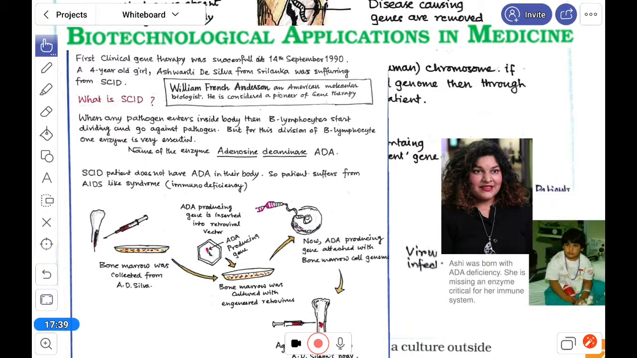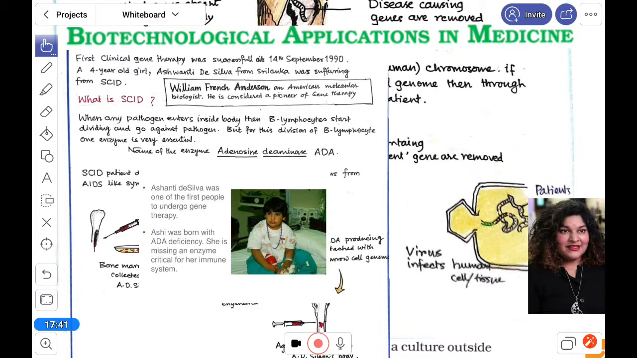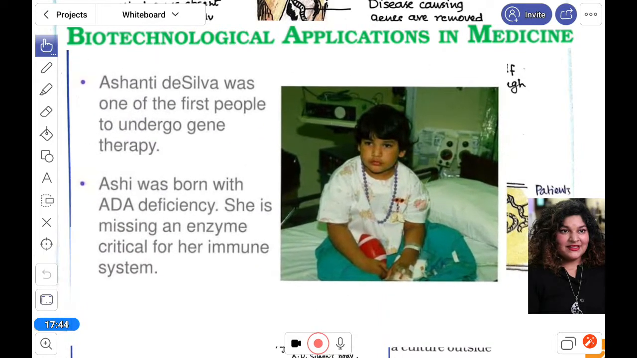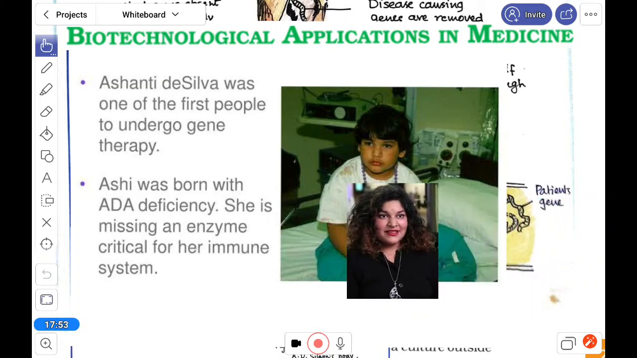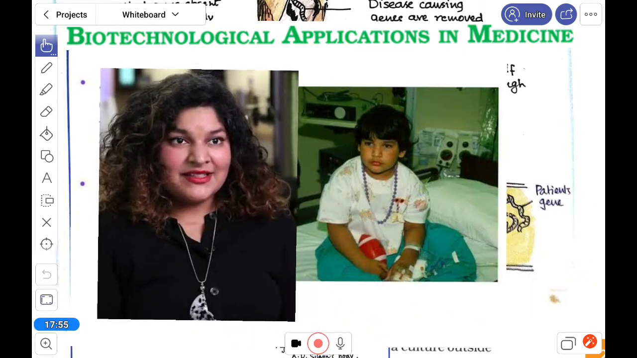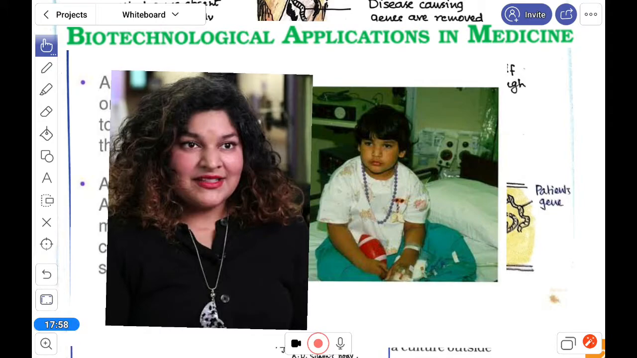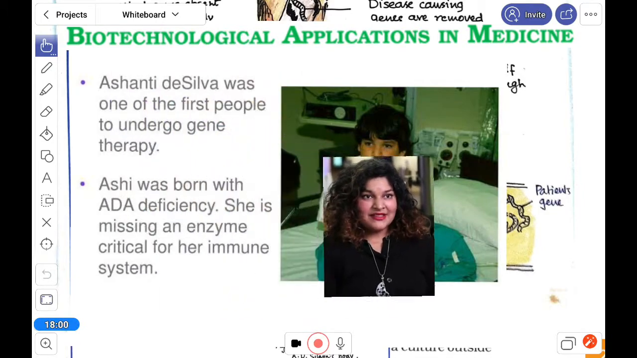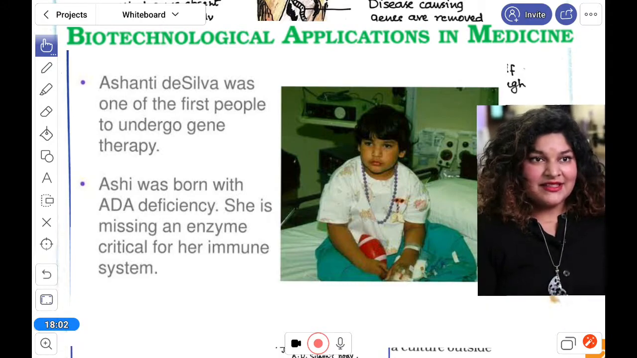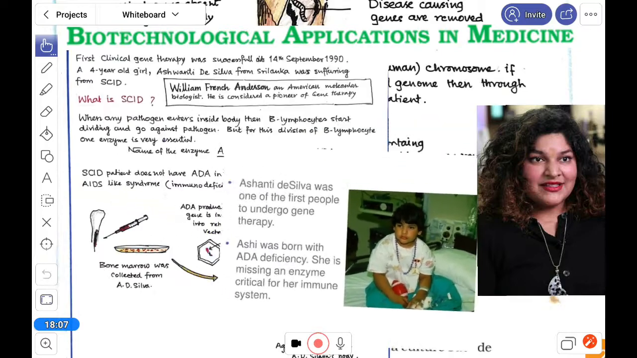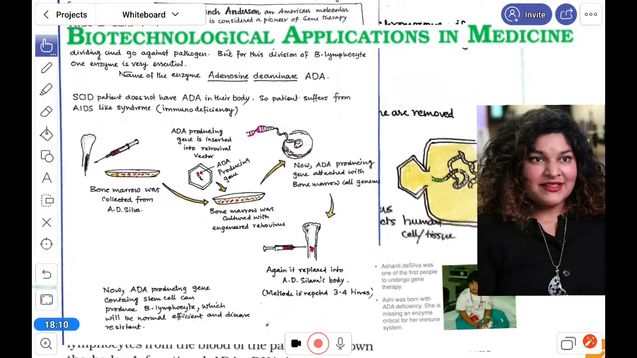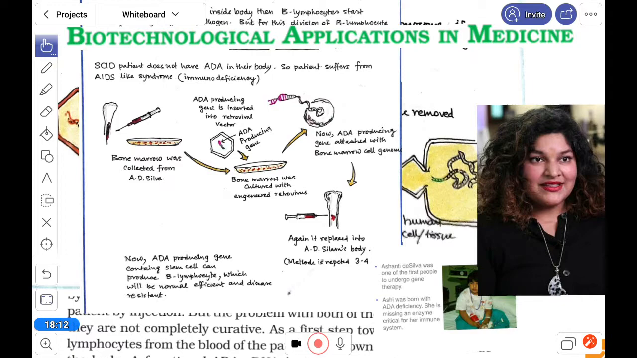Here I can show you some photographs from that time. You can see this small girl, Ashanti De Silva, the first person to undergo gene therapy. So she created history, and here I can show her present photograph. It means that she has survived till now, and there is no other complication or problem. So we can say that it is successful gene therapy. All right. So that is about gene therapy. Thank you.